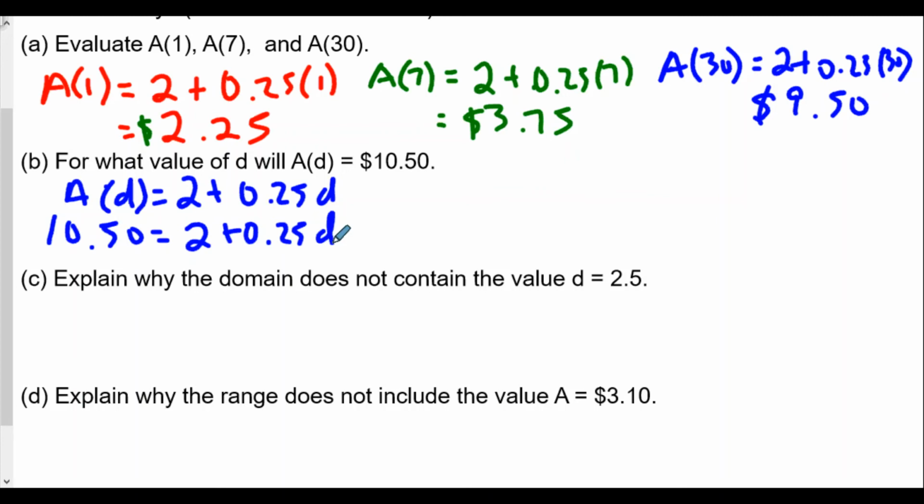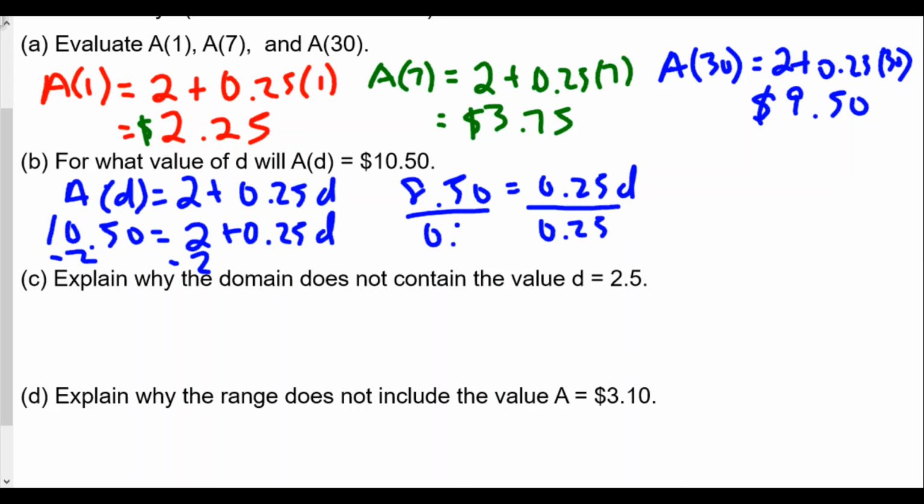Well, we can also solve as an equation by subtracting both sides by 2. And we get 8.50 is equal to 0.25D. Divide both sides by 0.25. All right, and so now I can do a decimal slide here. So decimal slide 1, 2, decimal slide 1, 2. Now, how many times does 25 go into 850? Well, so D is equal to, it looks like 25 goes into 85 3 times.